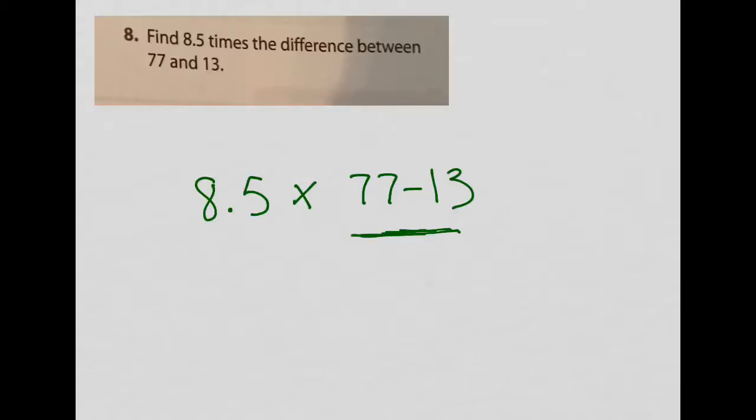So I need to start using some symbols to make sure that 77 minus 13 is completed first before it's multiplied by 8 and 5/10. I'm able to use parentheses to have 77 minus 13 completed first, and then 8 and 5/10 multiplied by that difference. And once again, we're not evaluating the expressions, we're just writing them from word form into the numerical expression form.